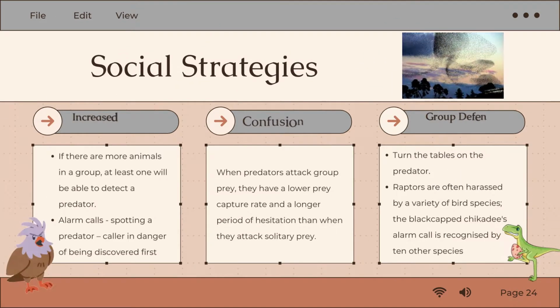In increased detection of predator, if there are more animals in a group, at least one will be able to detect a predator. For the confusion effect, when predators attack group prey, they have a lower prey capture rate and a longer period of hesitation than when they attack solitary prey. Last but not least, group defense, which is mobbing, can turn the tables on the predator. As examples, raptors are often harassed by a variety of bird species.